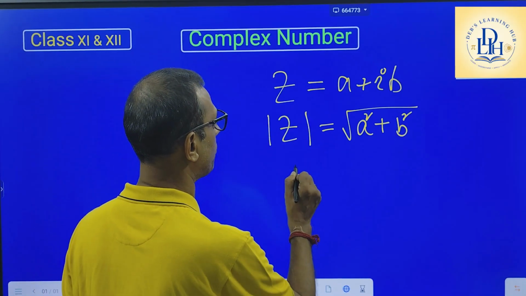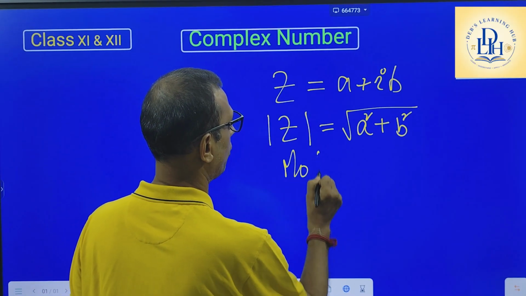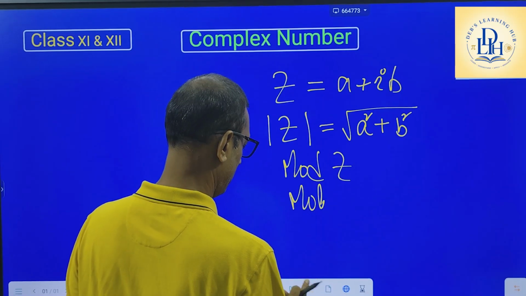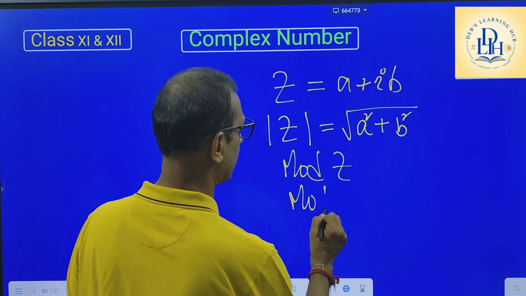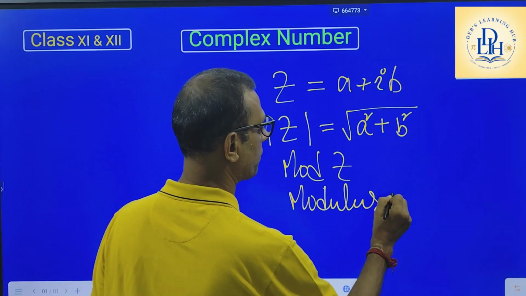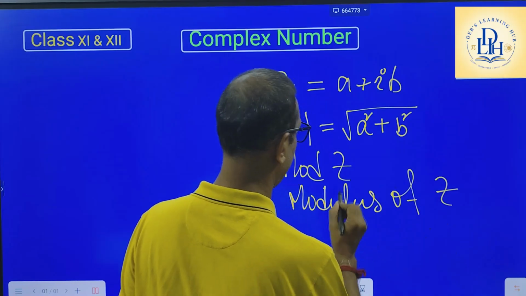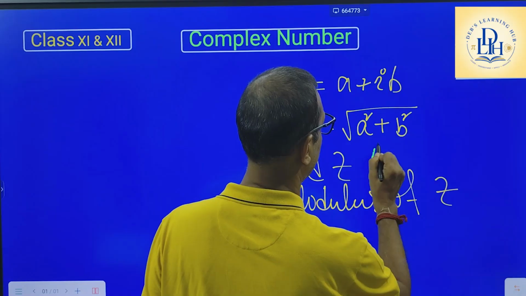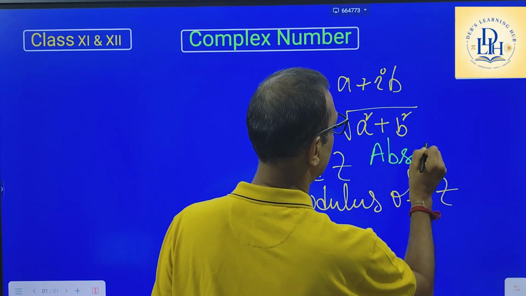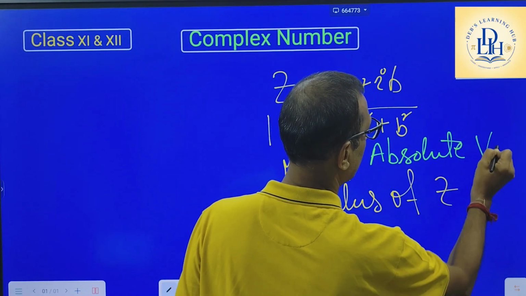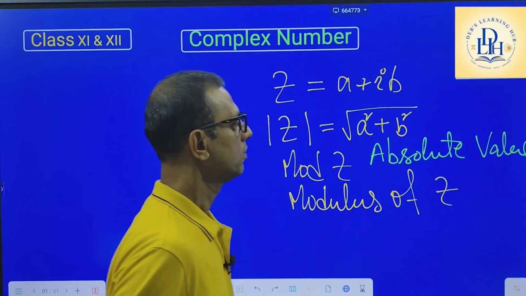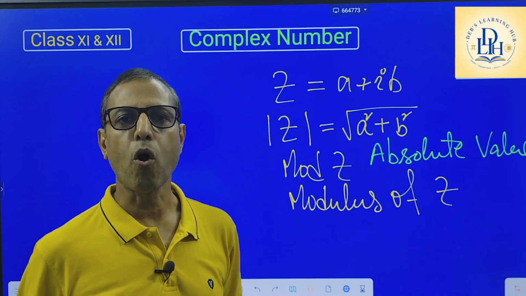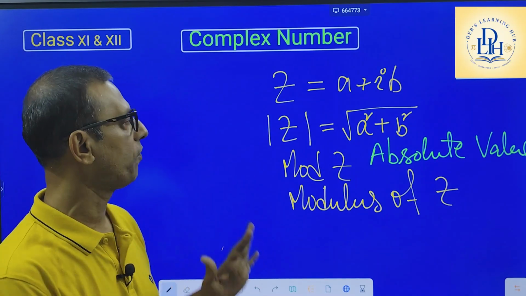So sometimes this is called mod z, or modulus of z, or we can say this is the absolute value of the complex number, absolute value of z. Right? So that is how we can represent the mod or modulus or absolute value of a complex number.